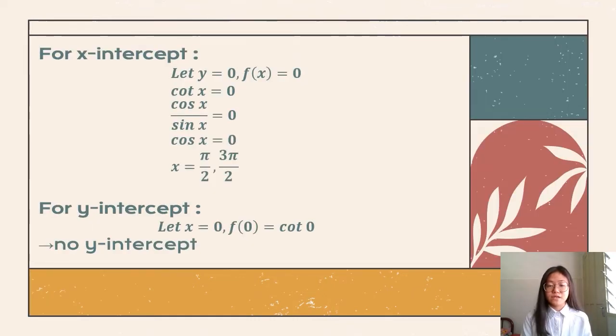First, we have to determine the x-intercept and y-intercept of this function. To find the x-intercept, we have to set y equal to 0 and solve for x. Hence, we will know that x is equal to pi over 2 and 3 pi over 2. The same goes for the y-intercept, but we know that cotangent 0 is actually cosine 0 over sine 0 and is undefined. Therefore, we know that there is no y-intercept in this question.